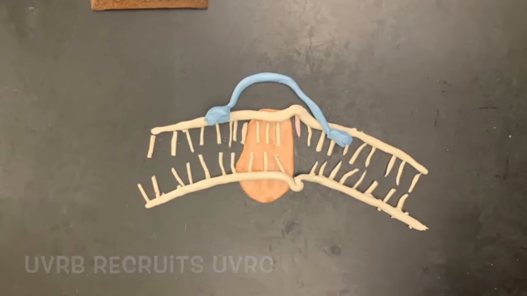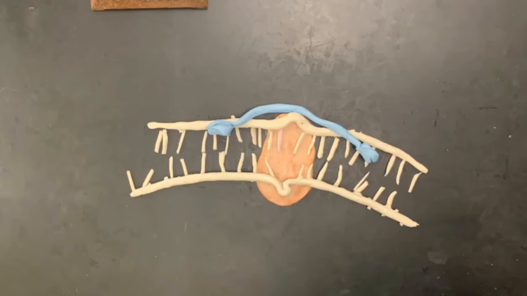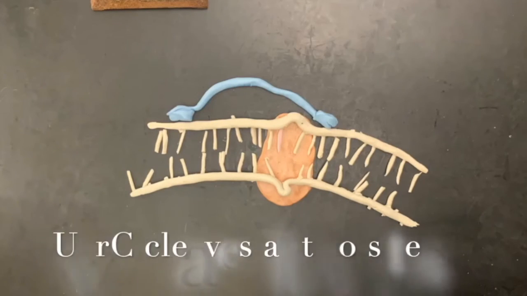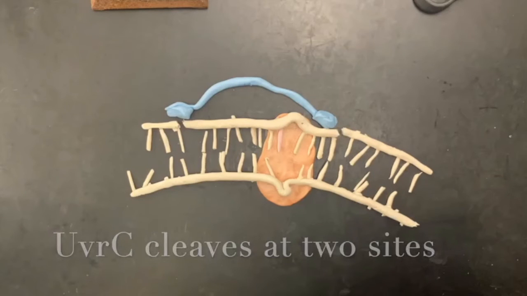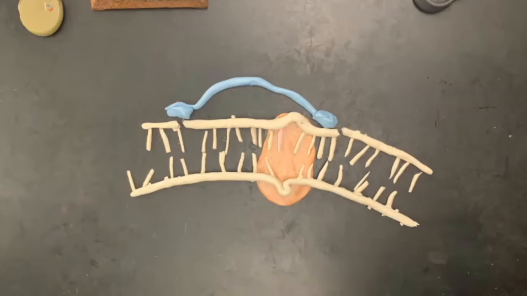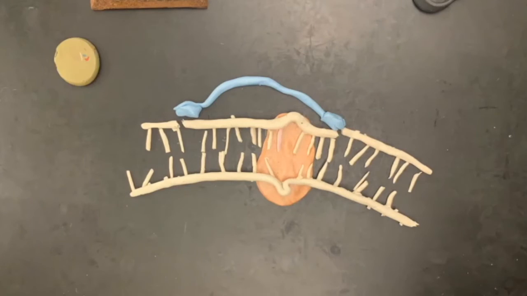UVRC creates two incisions, one located 4 to 5 nucleotides 3' to the lesion and the other located 8 nucleotides 5' to the lesion. This cleavage creates a 12 to 13 residue-long DNA strand that contains the distortion.